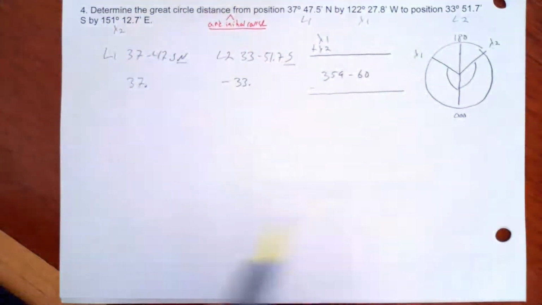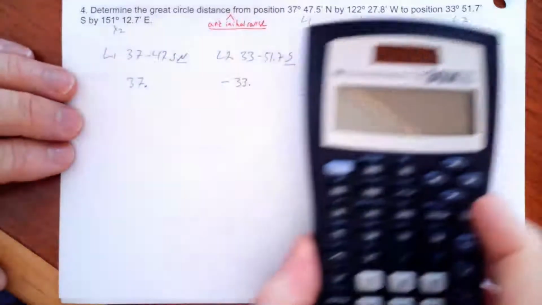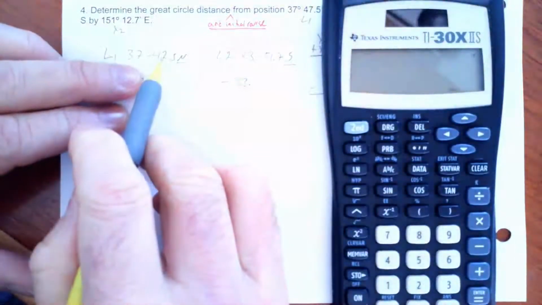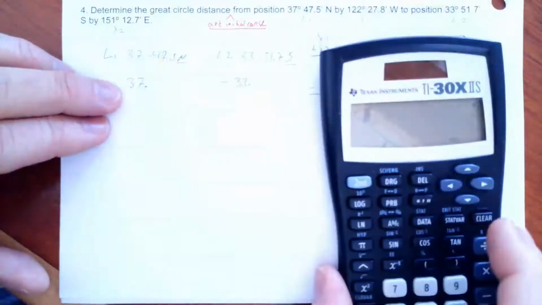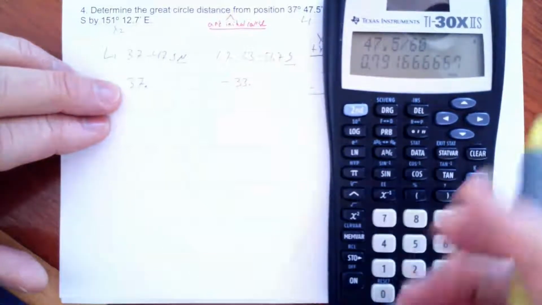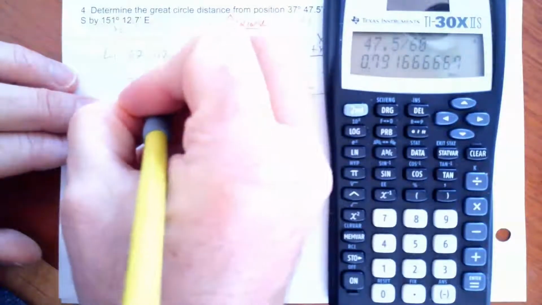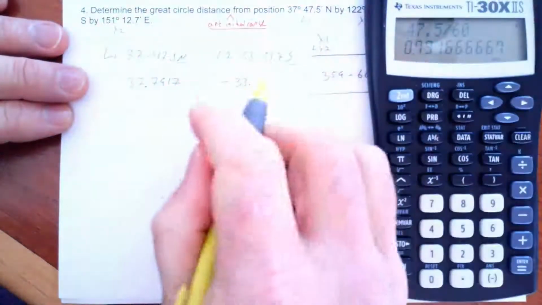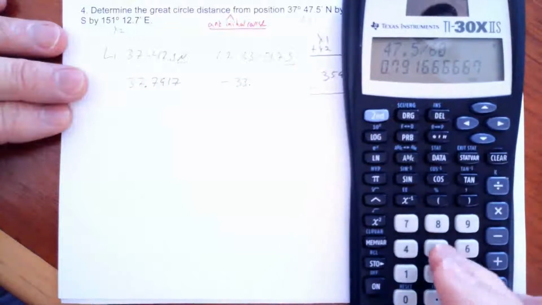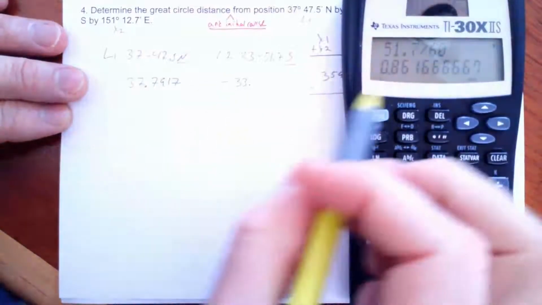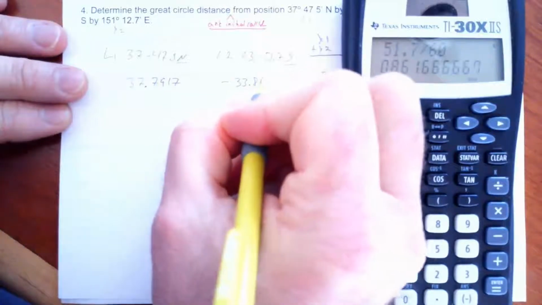Okay, so let's do a little bit of math here. Get my calculator over here. First thing I'm going to do is take 47.5 and convert that to decimal degrees. So I'm going to go 47.5 divided by 60, and that gives me 0.7917. I'm going to put this out to 4 decimal places. Now I'm going to do the same thing to my latitude 2. That's going to be 51.7. I'm going to divide that by 60, and that gives me 0.8617. Great.